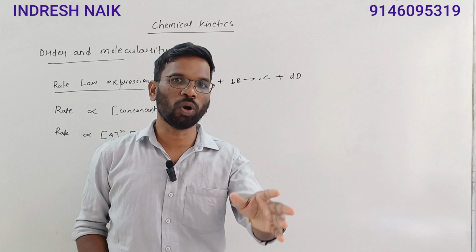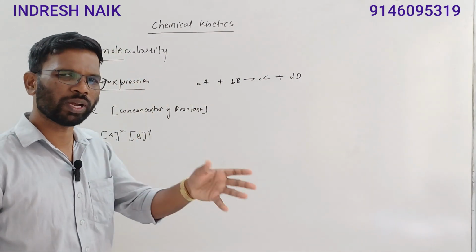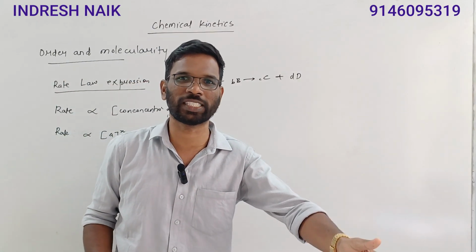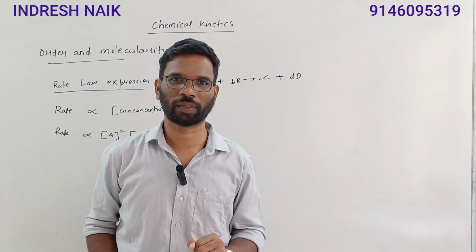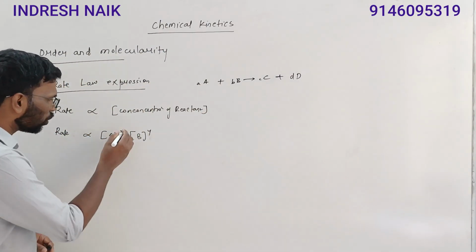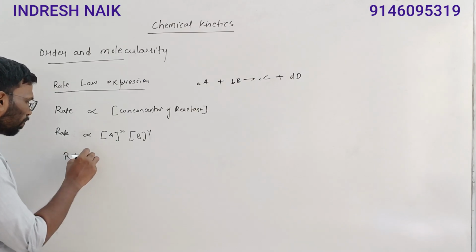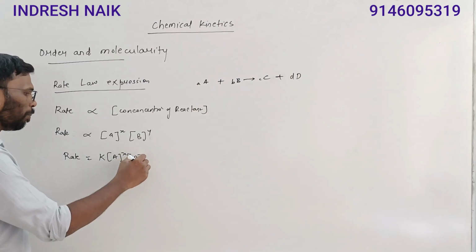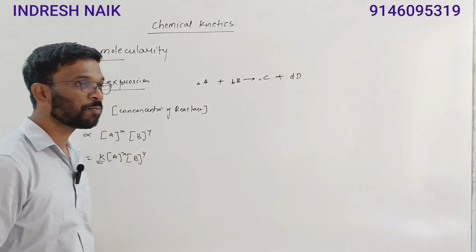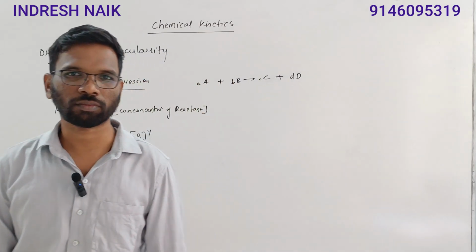That could be understood experimentally, or it should at least be told to you that this reaction is a one-step reaction. Only then can you write it that way. There are reactions which take place in one step, and reactions which take place in more than one step. So rate is equal to k, A raised to x and B raised to y. Here k is a proportionality constant called the rate constant.